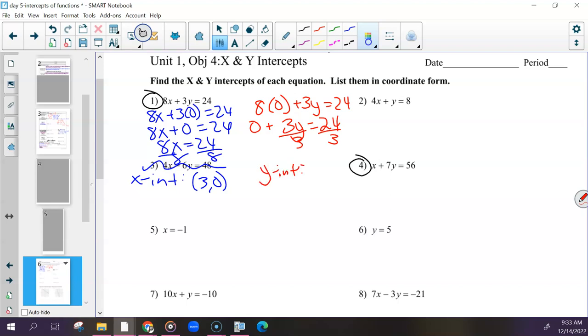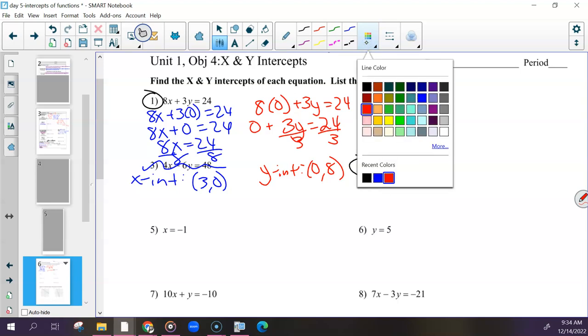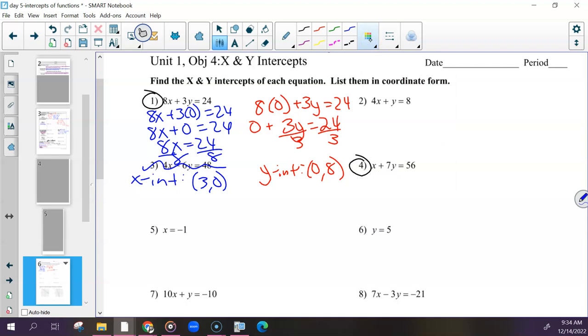What would our y-intercept be? 0, 8. Now, this problem coincidentally had 8 and 3, and our x and y-intercepts were 3 and 8. That doesn't always work. It's not always the case, so still do the math just in case. So for these problems, you do have to do the work for x and y. The other ones, you don't have to do the work for y. Questions on that one? It does not matter which one you do first, x or y, they just both have to be there.